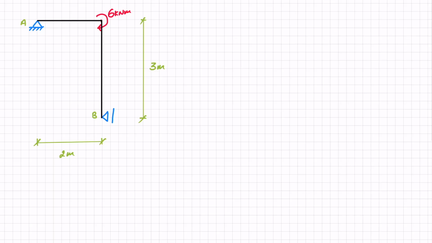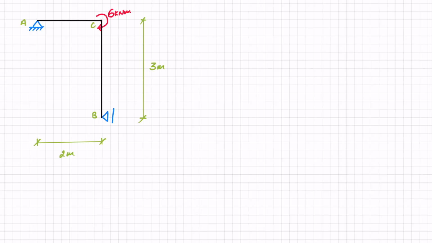So let's have a look at this structure here. I've got a frame, AB. I've got 2 meters in the X direction. I've got 3 meters in the Y direction. And I can see at this point, let's call it point C, that I've got a concentrated moment of 6 kilonewton meters. According to my sign convention, this is a negative moment, but we'll get to that.